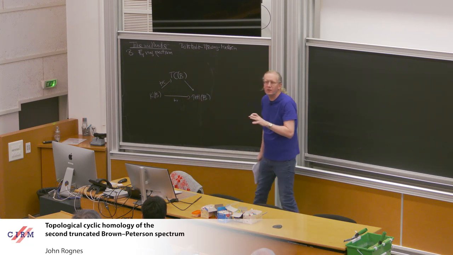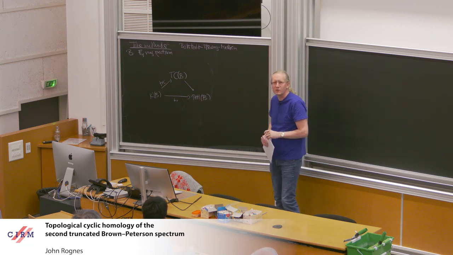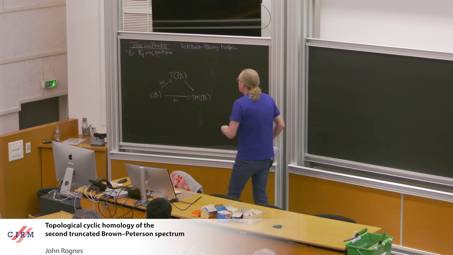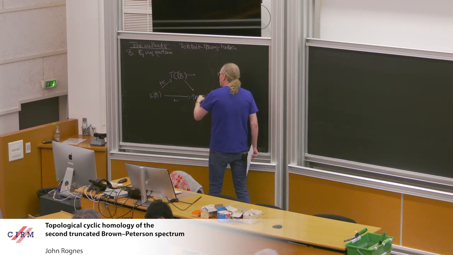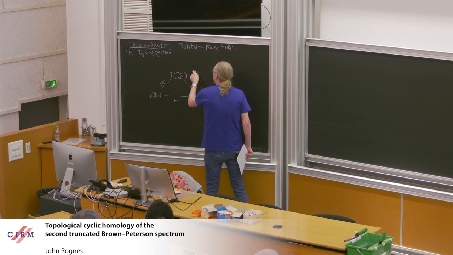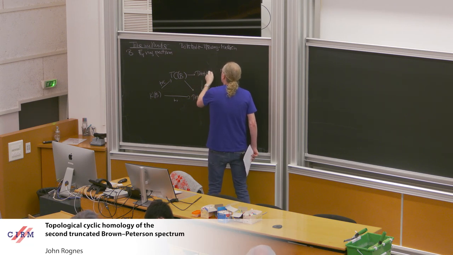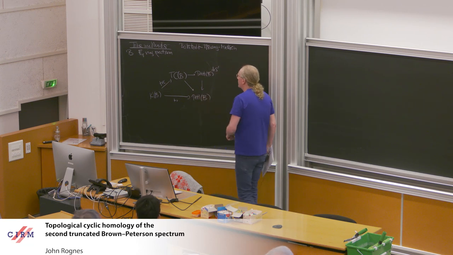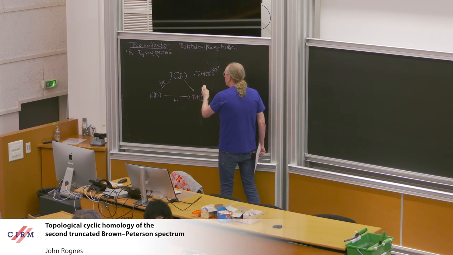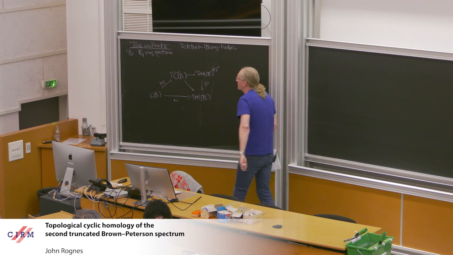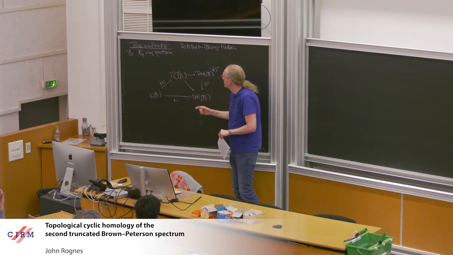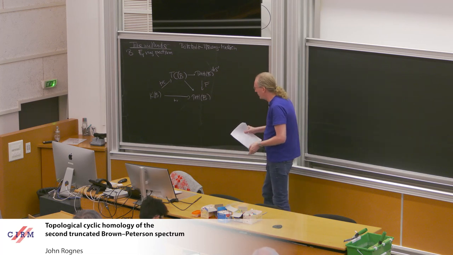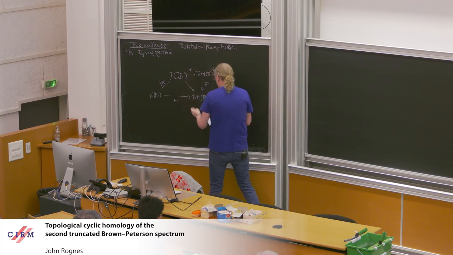It was Christophe Soulé who suggested the word cyclotomic for the cyclotomic trace. And this in particular factors through the S1 homotopy fixed points of THH. There's a circle action on THH, and you can form the S1 homotopy fixed points, and you can forget that S1 homotopy invariance, and this TC of B, the trace map, factors through here by a map I'll call pi.